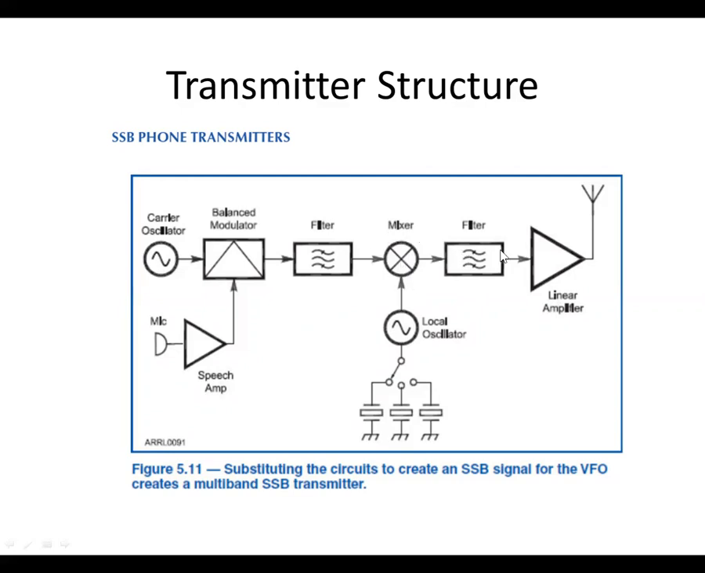And then filter to clean things up, then a linear amplifier of some sort to get the low power signal up to a high enough power that you'd like to have to transmit, and you transmit it. So this is how the audio signal is built to get ready to transmit.